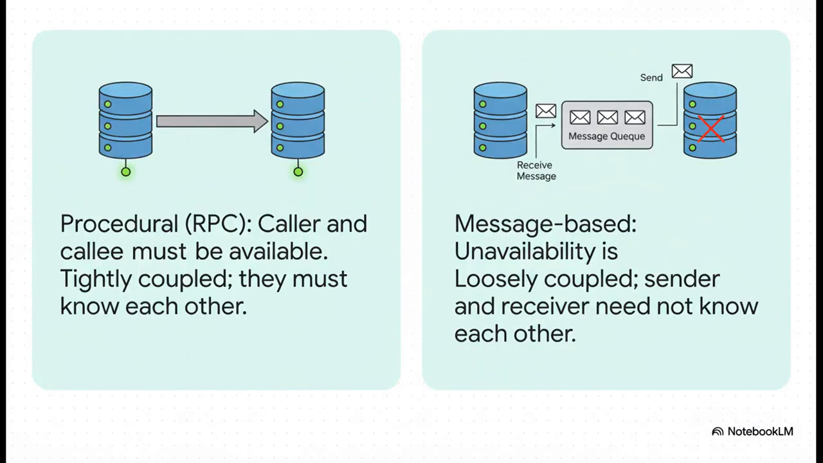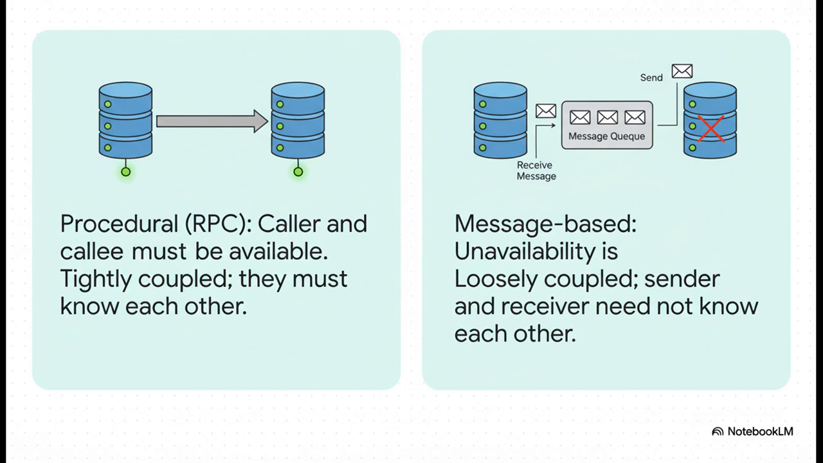So, as you can probably guess, these two different styles lead to very different kinds of systems. The procedural way, that RPC style, is what we call tightly coupled. This means both the sender and the receiver have to be online and available at the exact same time. The waiter and the chef have to be talking directly. If the chef steps out for a minute, the whole conversation stops.